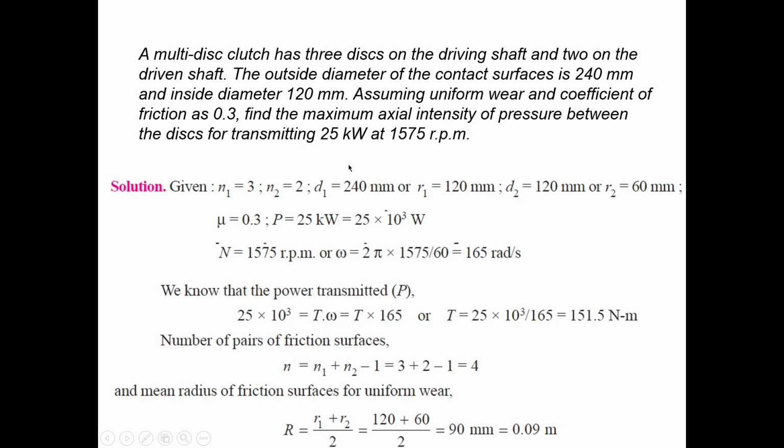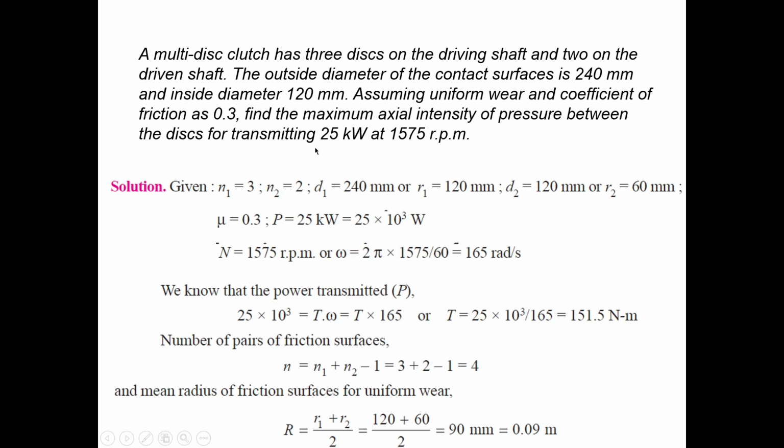So we have to convert the diameter into radius by dividing it by 2. Assuming uniform wear and coefficient of friction as 0.3, we have to assume uniform wear conditions here. Coefficient of friction mu is equal to 0.3. Find the maximum axial intensity of pressure between the discs for transmitting 25 kilowatts at 1575 rpm.